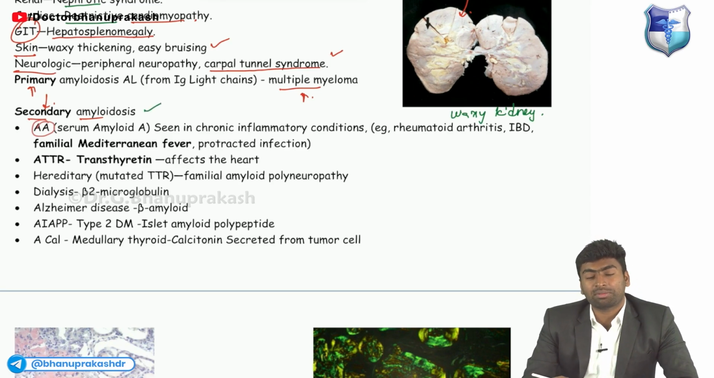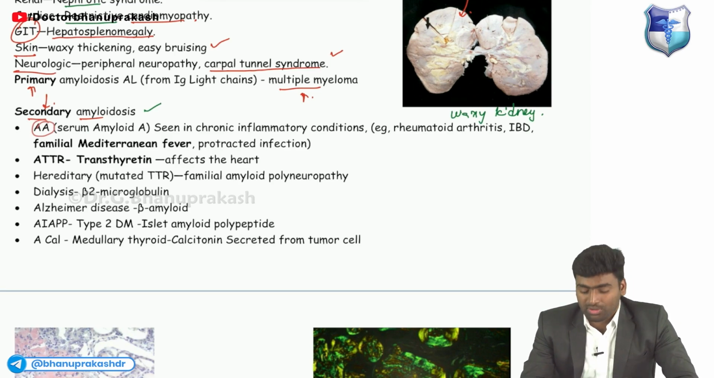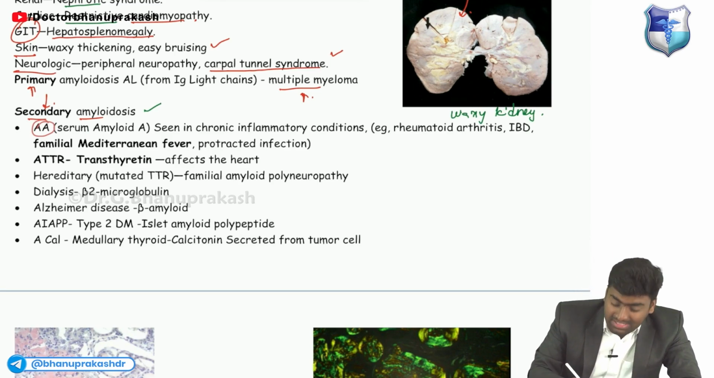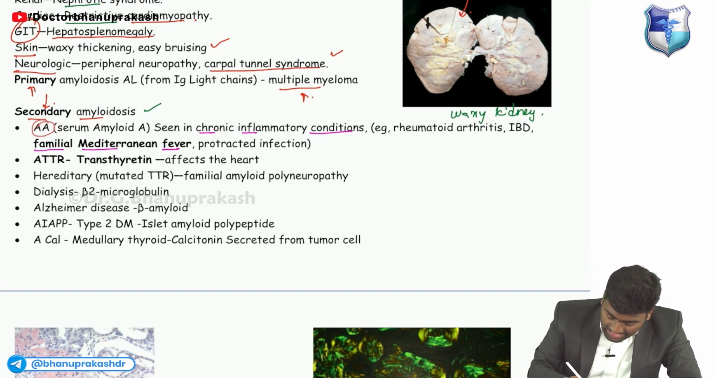In the case of secondary amyloidosis, as I told you, there will be different types of amyloid deposition. So the first one is AA type of amyloid, which will be seen in the case of familial Mediterranean fever and other chronic inflammatory conditions. And next one is ATTR.